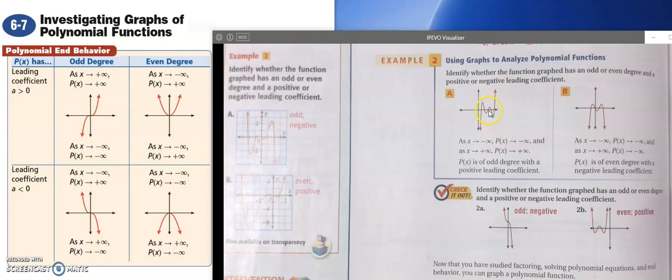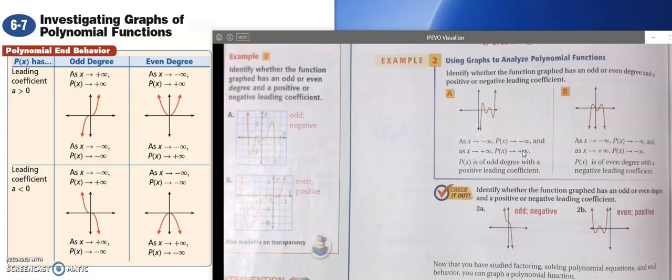So I'm approaching positive infinity. As x decreases now, I have to ask myself the second part of this. As x decreases or approaches negative infinity, what happens to y? It also decreases. My arrow is pointing down. So as x approaches negative infinity, p of x approaches negative infinity. And as x approaches positive infinity, p of x approaches positive infinity.